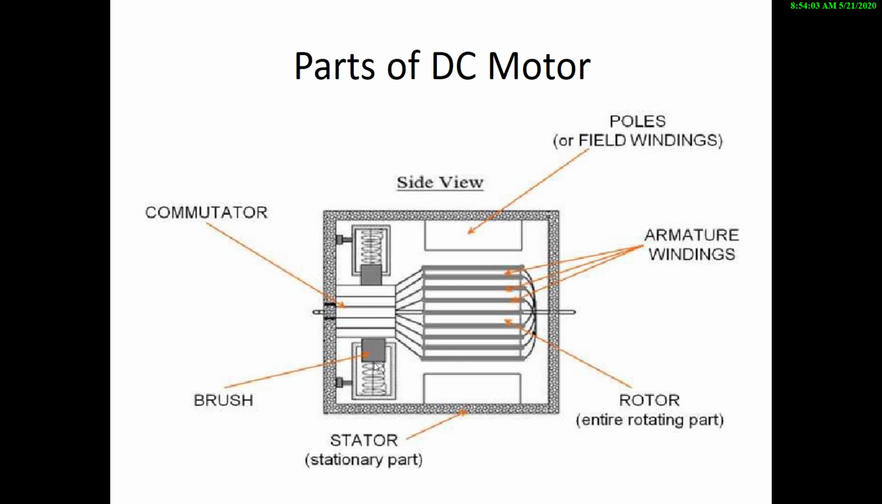Next is the parts of the DC motor, that is, any DC machine. These are the main parts, shown in the side view. The commutator is available, along with the brush, the stator and the rotating part. This is the rotor, this is the armature winding, and these are the poles, the north pole and the south pole.